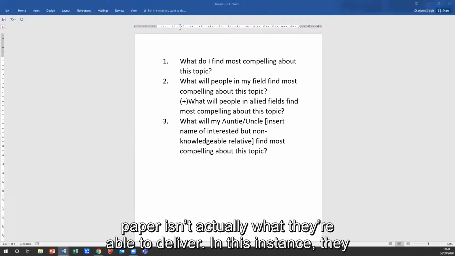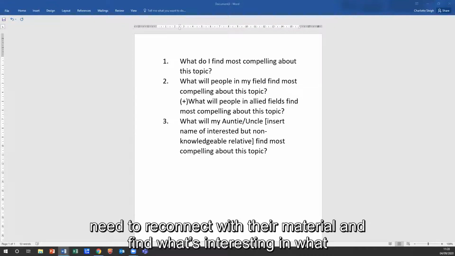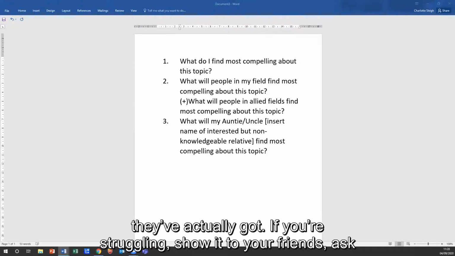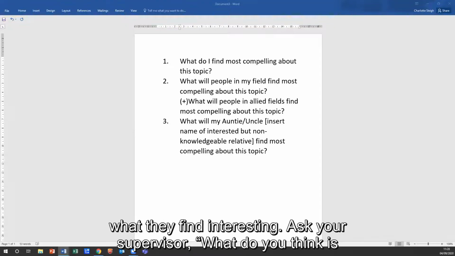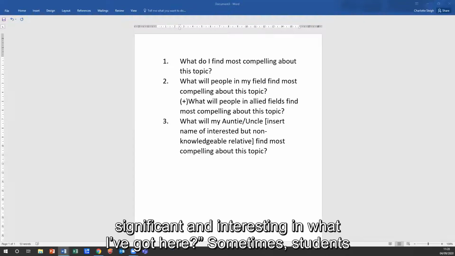In this instance, they need to reconnect with their material and find what's interesting in what they've actually got. If you're struggling, show it to your friends, ask what they find interesting. Ask your supervisor, what do you think is significant and interesting in what I've got here?